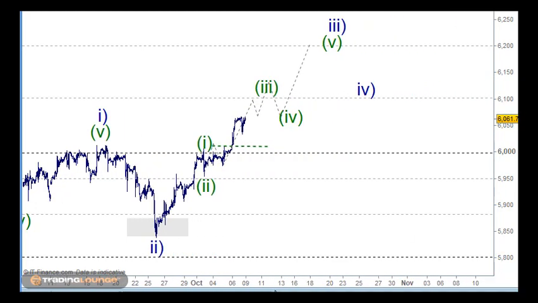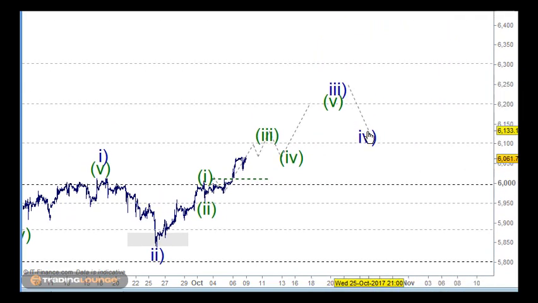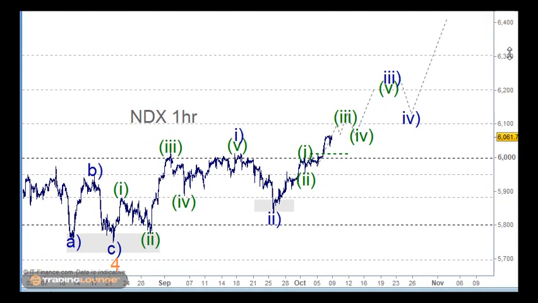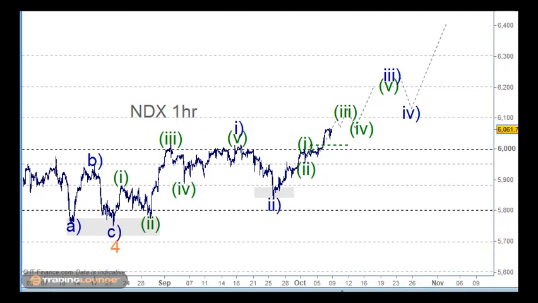That would just make wave 3 here, so we'd still have wave 4 here and wave 5 to move up further before we're finished. So this structure for the NASDAQ to me is just not finished just yet. So yeah, a bit of a spanner in the works here.